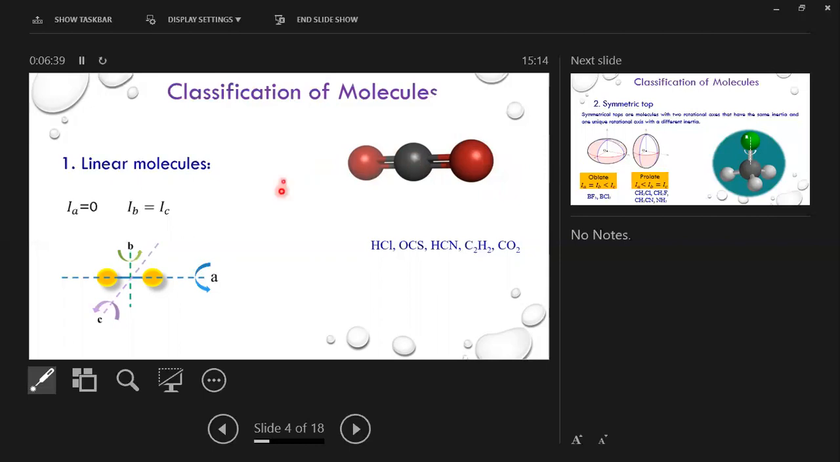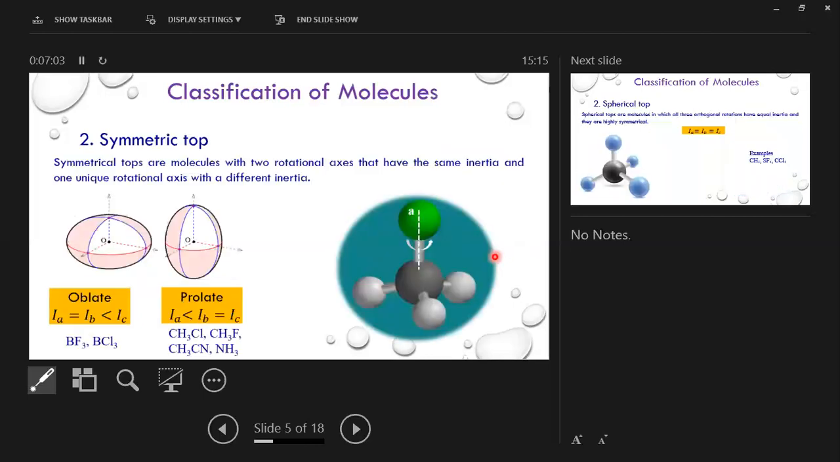So for any linear molecule, we say IA is equal to 0, and since this is a symmetric type of molecule, IB and IC will be equal. So this is the case of linear molecules, and the examples are HCl, OCS, HCN, C2H2, and CO2, etc.